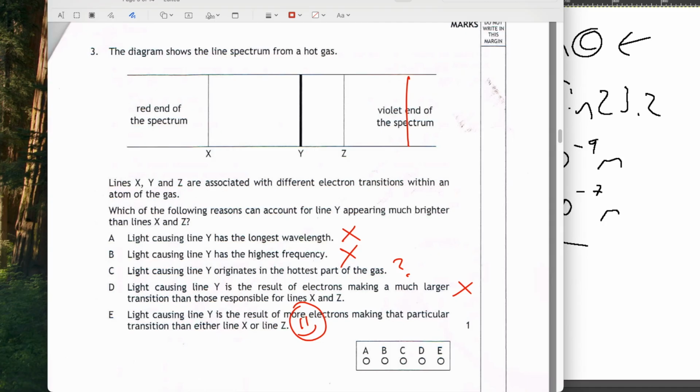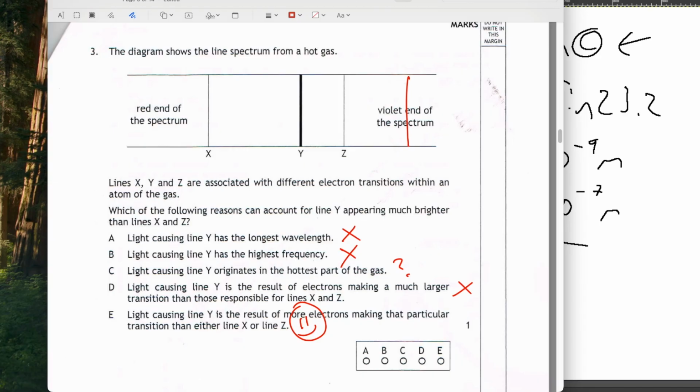Light causing line Y originates in the hottest part of the gas. Well, is this an emission spectrum or an absorption spectrum? It looks like an emission spectrum. If it was an absorption spectrum, it would be in the cold part of the gas, wouldn't it? But this is an emission spectrum.